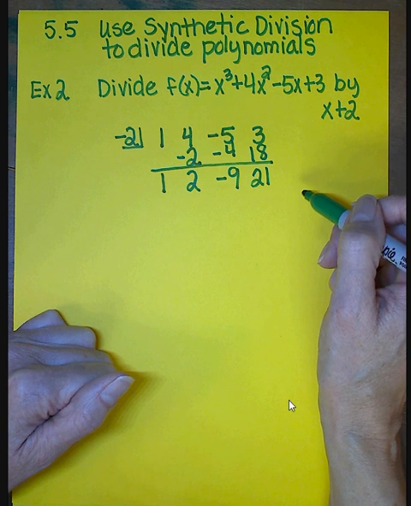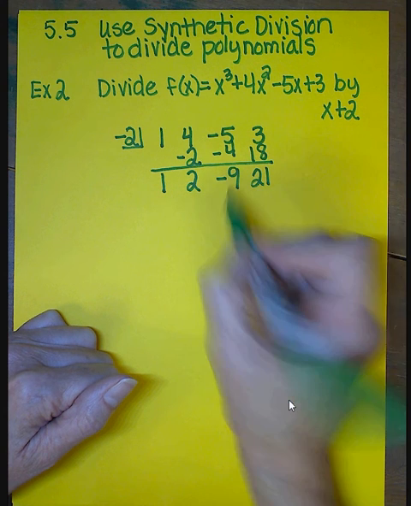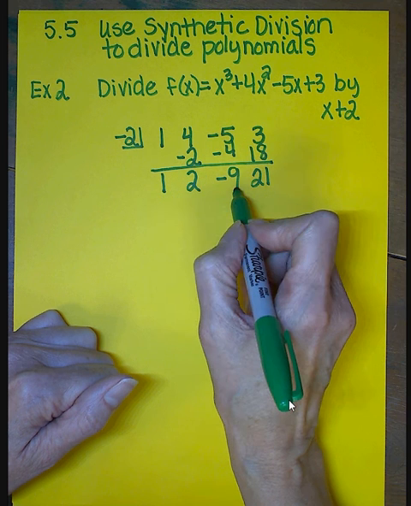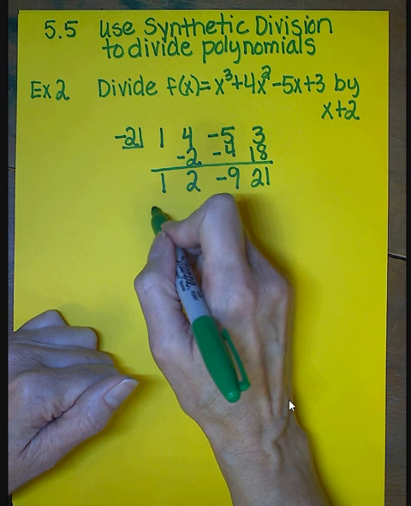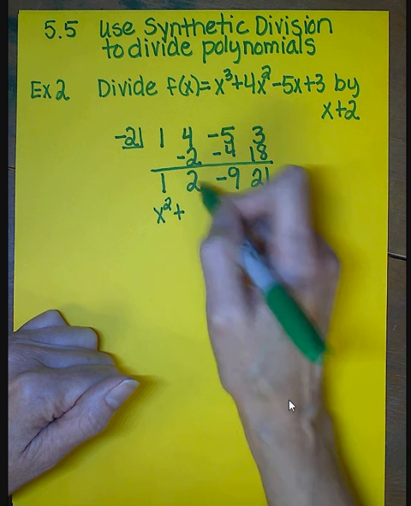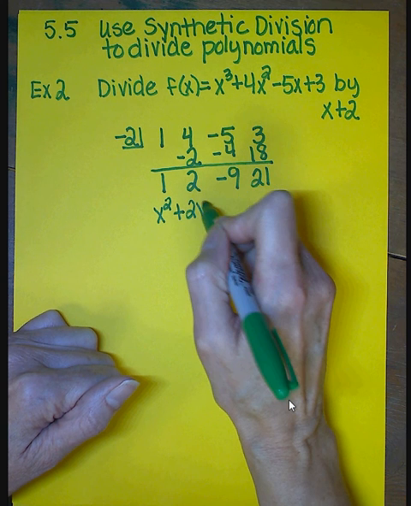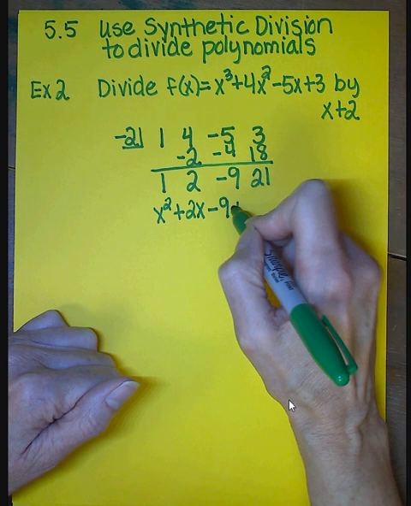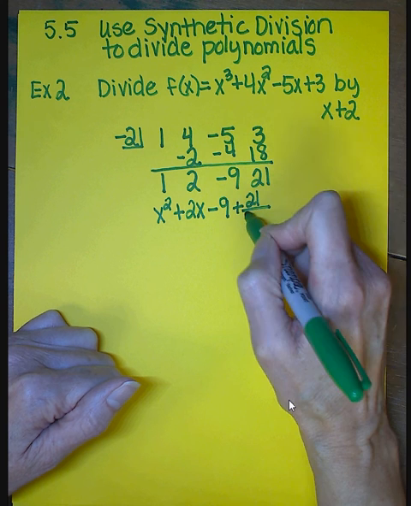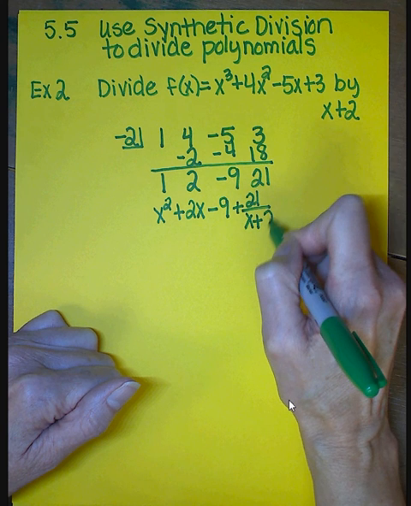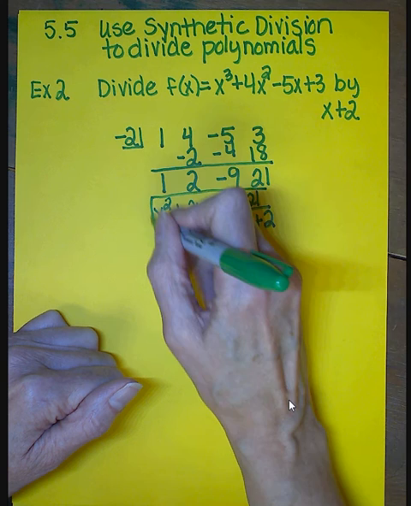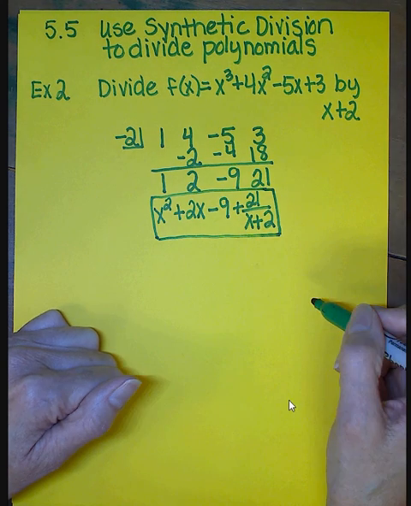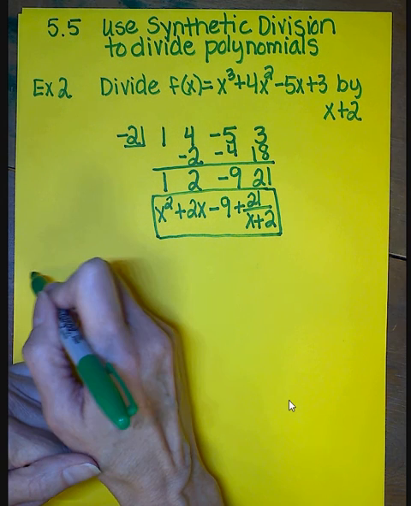The other thing I need to do is, these are coefficients. This is my remainder, and so since there's 3 numbers left, this number would go in front of the x squared. This number would go in front of x, and this one would be my constant term. Then I need to add in my remainder. Just like we did with the long division, we write our final answer like this. So much easier.